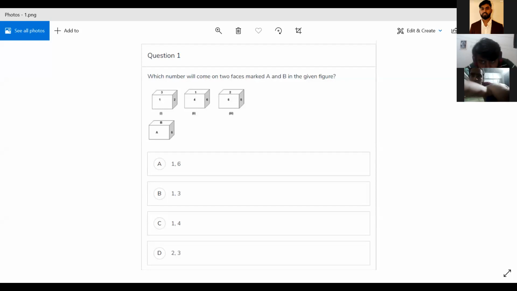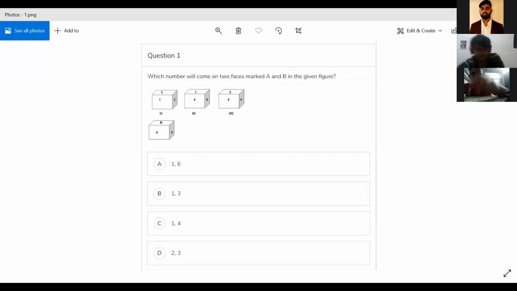First, figure out. Let's consider the first and the second dice. 1, 3, 2, and 1, 4, 6. 1 is common, right? So go from 1. Now, what does it ask you? Which number will come in the two faces marked A and B over here, right? Now, 5 is given over here. That means 1 cannot come together with it, right? 1 is eliminated.